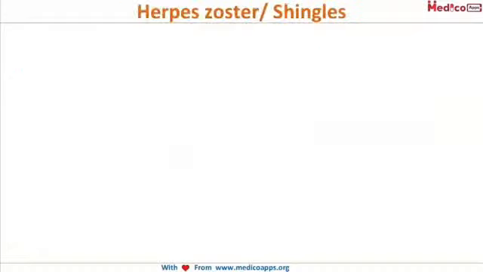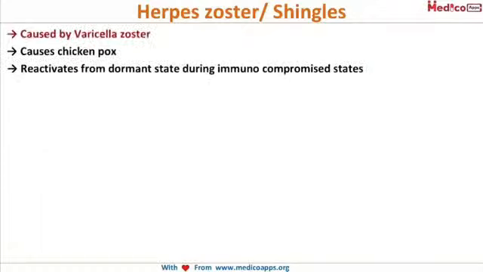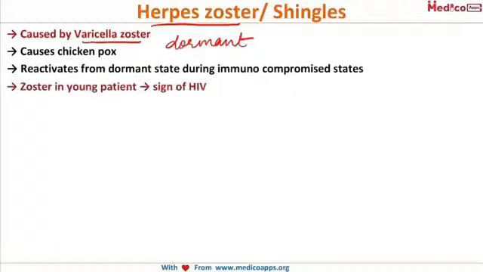Let's look at the herpes zoster that affects the eye. We know that herpes zoster is the name of the disease, whereas the virus causing this disease is varicella zoster. We are familiar with this, that it causes chicken pox when we are young. Most of the children get chicken pox, and this virus remains dormant within the nerve roots, and whenever there is an immunological compromise, this virus reactivates from its dormant state. And when it occurs in a young patient, you should suspect HIV in that patient.